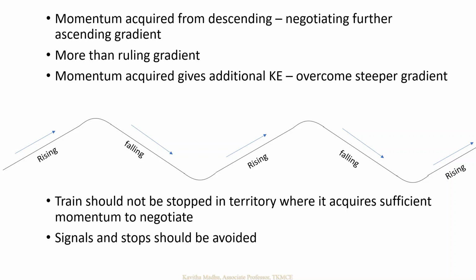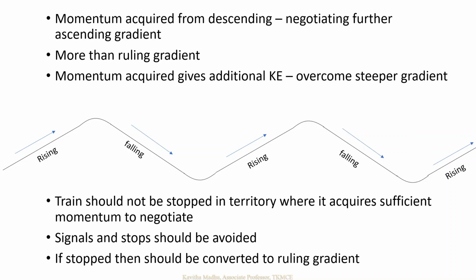There should not be any signals or stops provided, and there should not be any station that comes in the valley side. For example, if it is following a falling gradient and a station is provided in between, then it cannot gain sufficient momentum. So in that case, the rising gradient should be converted to the ruling gradient.